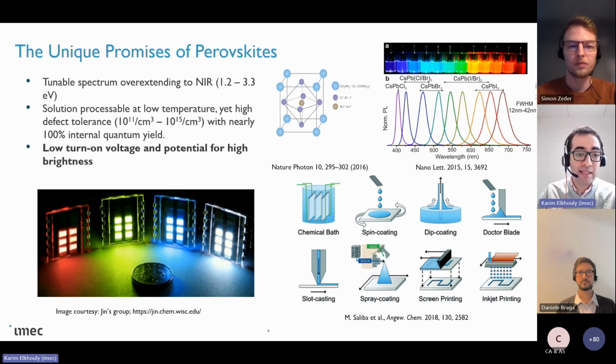And also it has good defect tolerance, so you can get a high efficiency. At the same time, they are easily processable. You don't need to use epitaxy or very difficult techniques. Basically use something like spin coating or blade coating, among others, to make these devices. And in fact, perovskite solar cells are almost on the market, ready for commercialization.